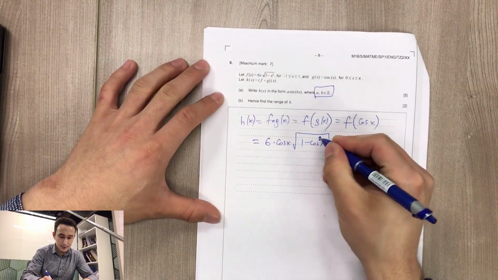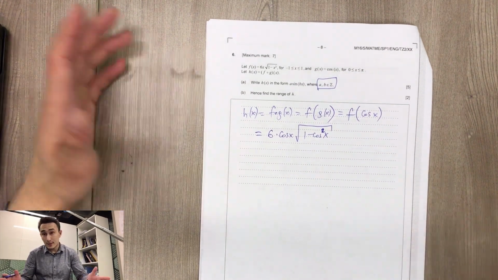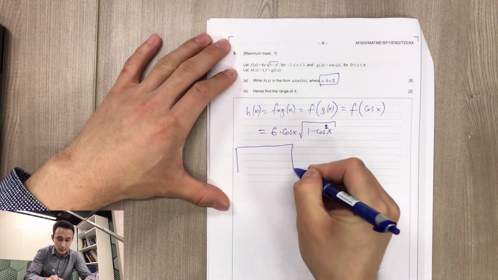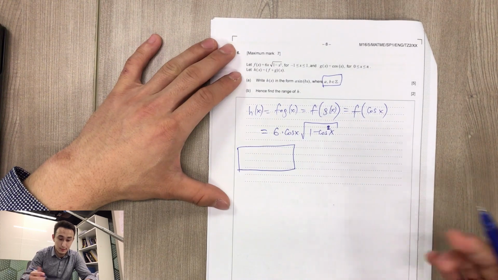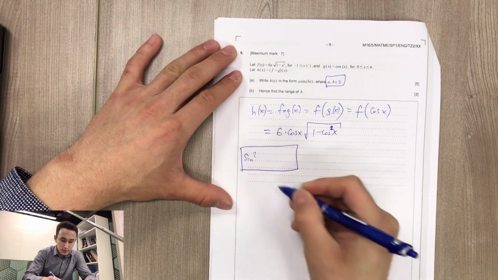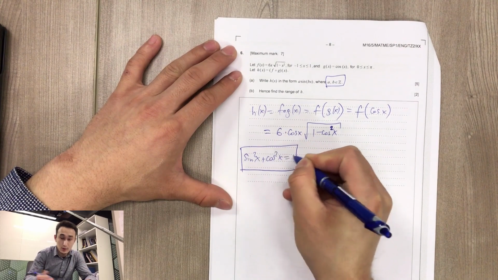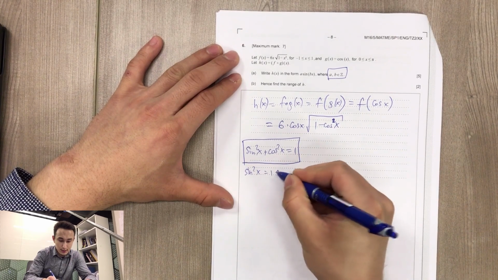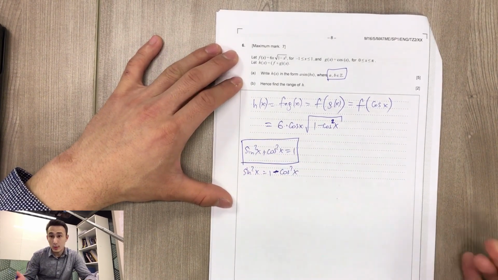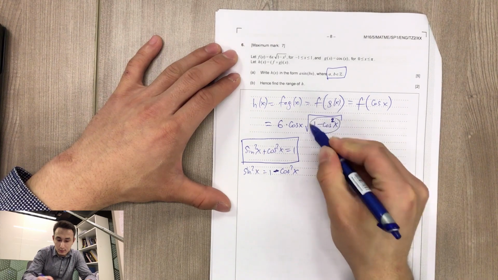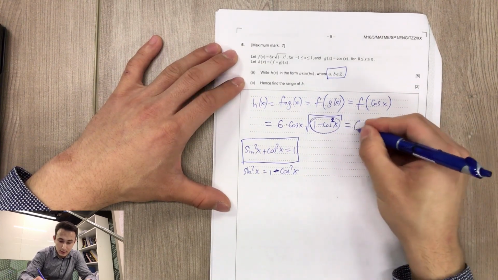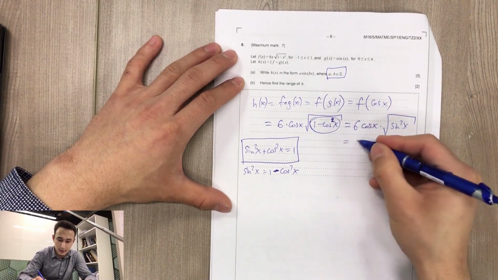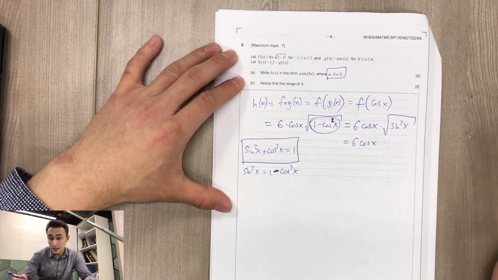Okay? Cosine squared x. And as everyone might know this very, very well, this expression in trigonometry, I would argue that this is probably the most important one. Sine squared x plus cosine squared x is equal to 1. So from here, sine squared x is equal to 1 minus cosine squared x. So why do we do this? It's because here inside the square root we have 1 minus cosine squared x. So this is equal to 6 cos x square root of sine squared x. And from here, 6 cos x root sine squared x is simply 6 cos x sine x.